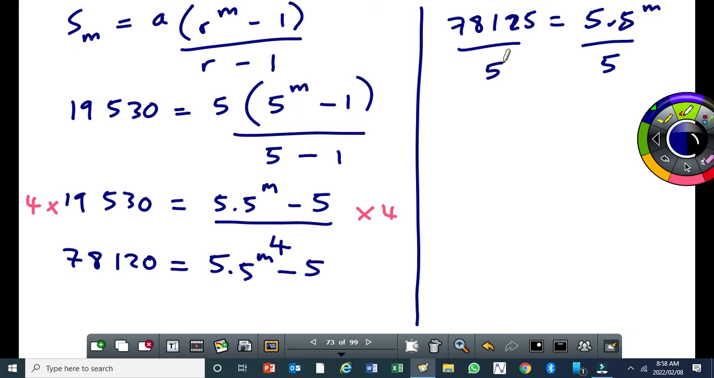Can someone tell me the answer? What is 78,125 divided by 5? 15,625 will be equal to 5 to the power of m.